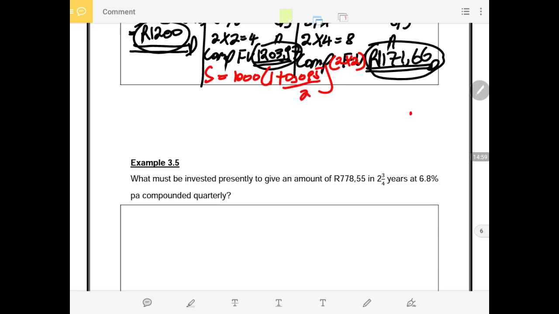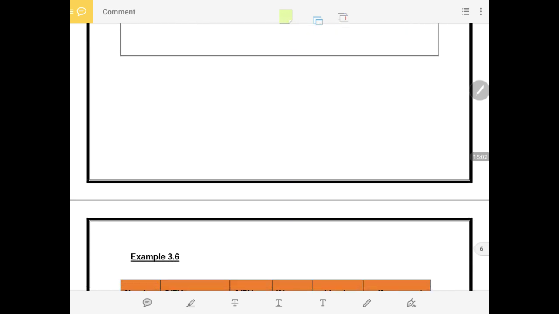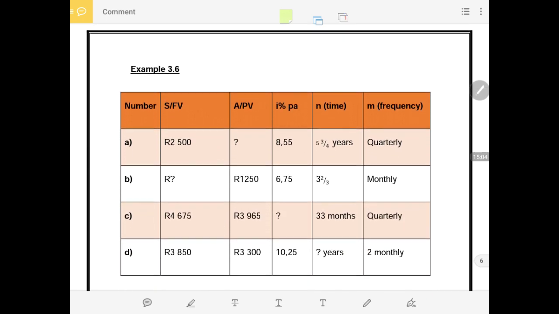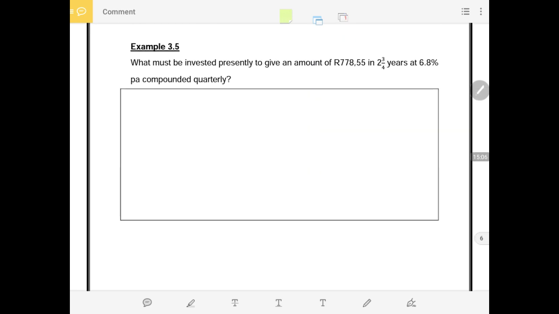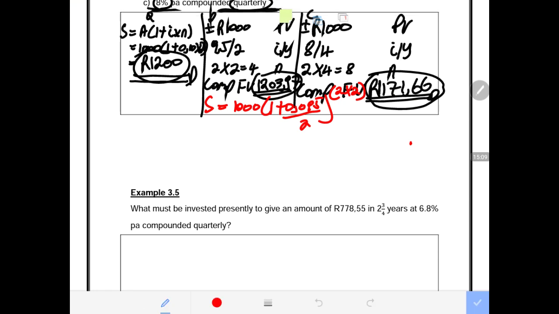one, example 3.5, before I go and do example 3.6 from number A up to number D. But so far you can look at 3.5 and take note of what we are required to do in 3.5. We are required to calculate the present value. What must be invested presently to give an amount of 778.65 in 2 3/4, 2 years and 3/4, at 6.8% per annum compounded quarterly.